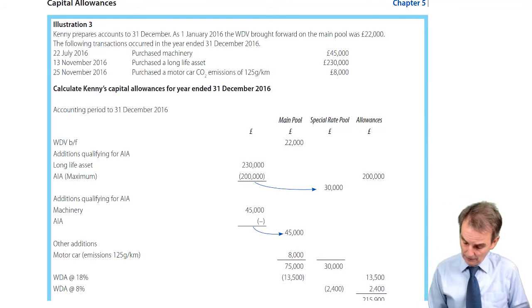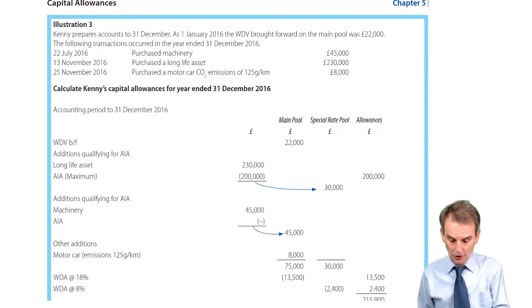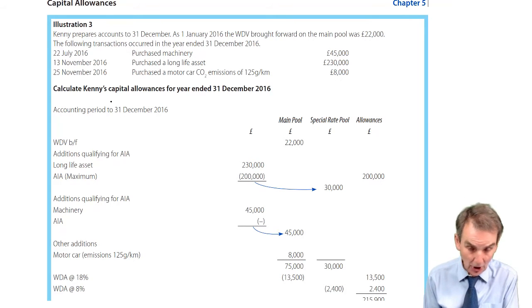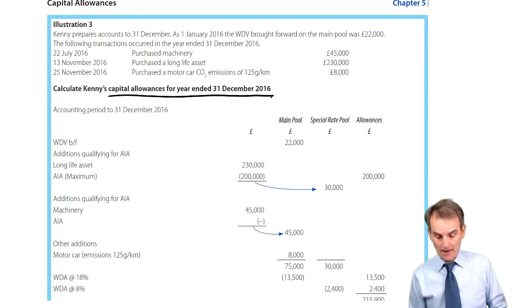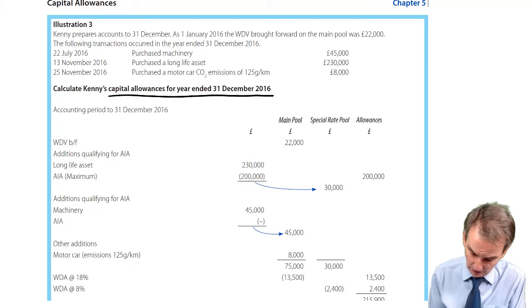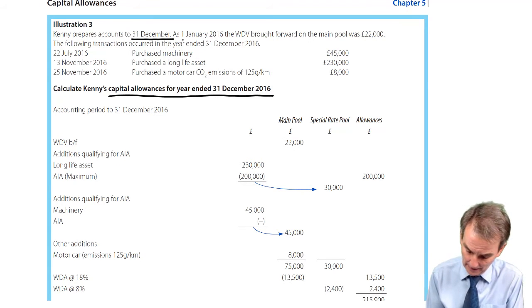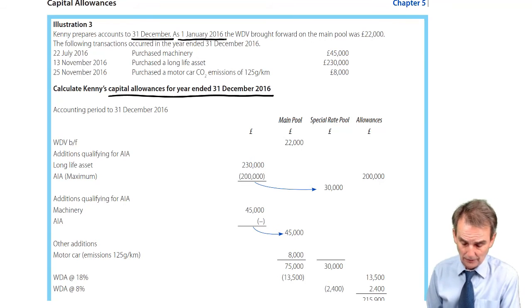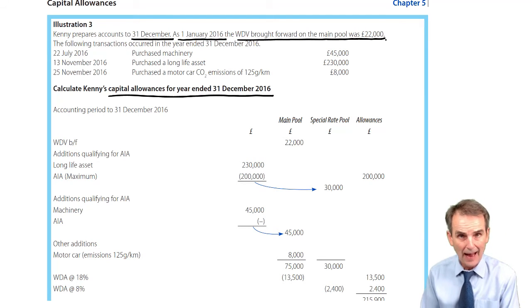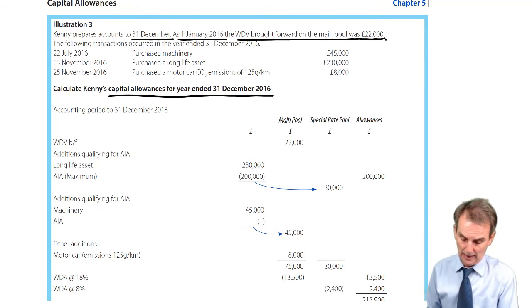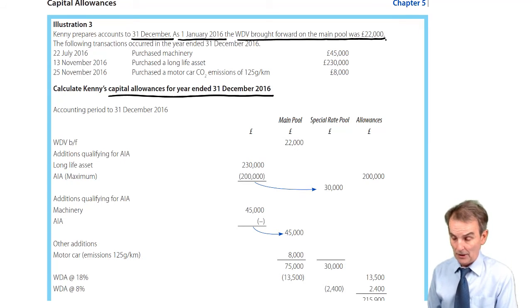Okay, if we now move on together, therefore, and look at illustration 3. Kenny is our taxpayer, the trader, capital allowances computation for the year ended 31st of December 16. What are we told? Kenny prepares accounts, well as we know, to 31st of December. At the beginning of 2016, 1st of January, there's your tax written down value brought forward on the main pool, £22,000. That will be the starting point in terms of the capital allowances computation, and it means, of course, you need a main pool column.